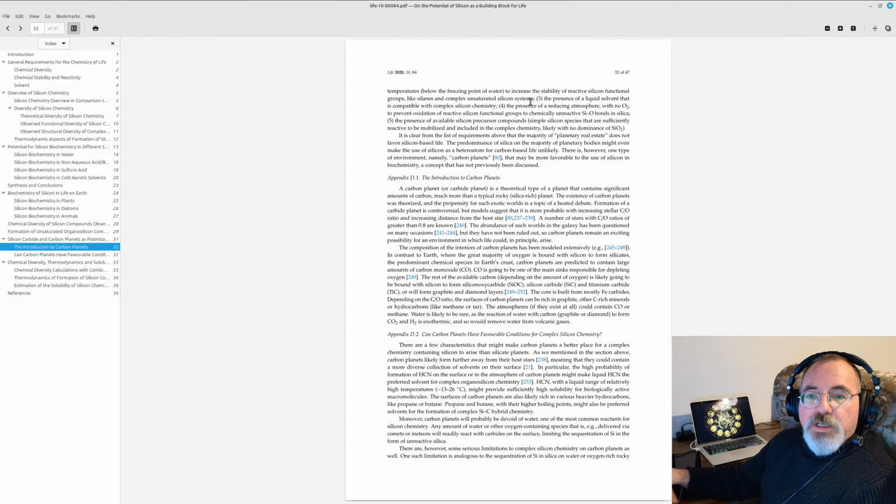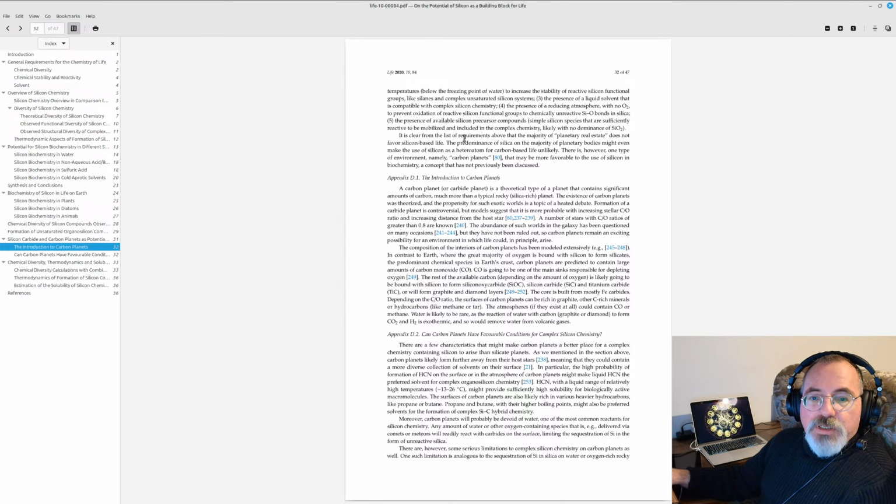3. The presence of a liquid solvent that is compatible with complex silicon chemistry. 4. The presence of a reducing atmosphere with no O2 to prevent oxidation of reactive silicon functional groups to the chemically unreactive silicon-oxygen bonds in silica. 5. The presence of available silicon precursor components, simple silicon species that are sufficiently reactive to be mobilized and included in the complex chemistry, likely with no dominance of SiO2.